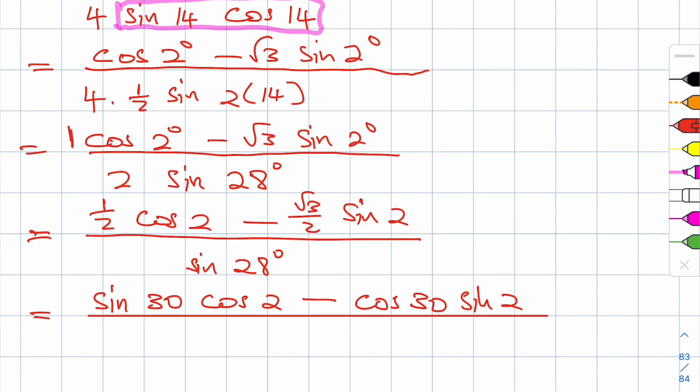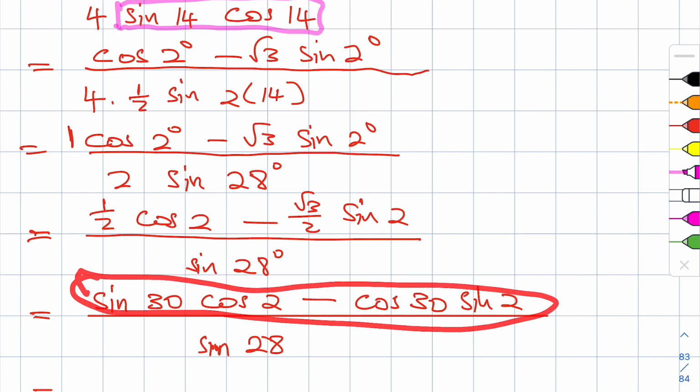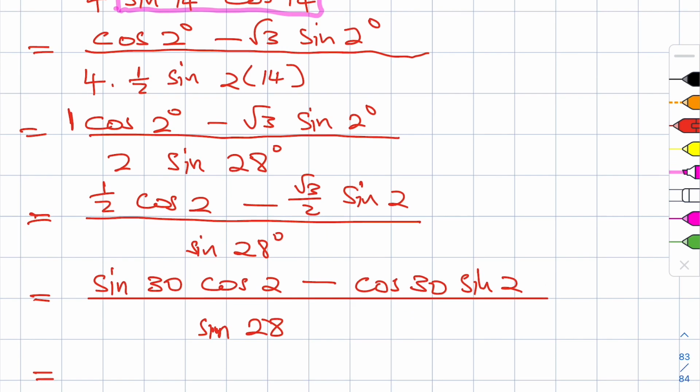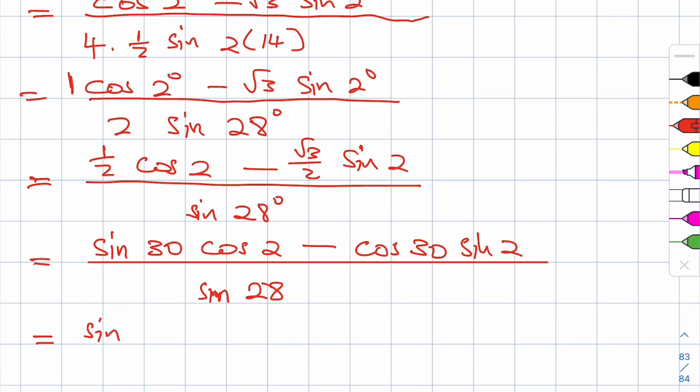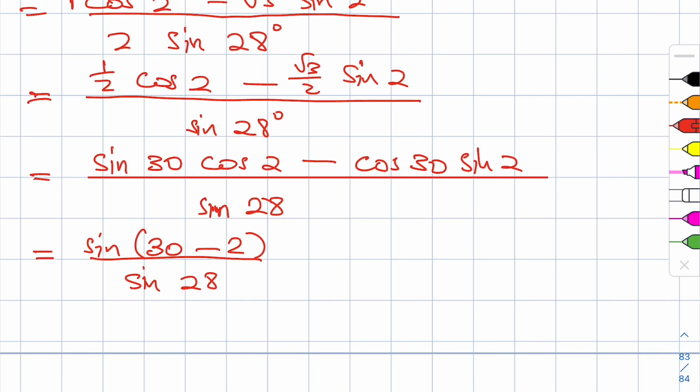And that is all over sine 28 degrees. And then if you look at the numerator now, this is now your compound angle for sine. So this is now sine 30 minus 2 over sine 28. And that will give you sine 28 over sine 28, which is equal to 1. So that's the end of that question.